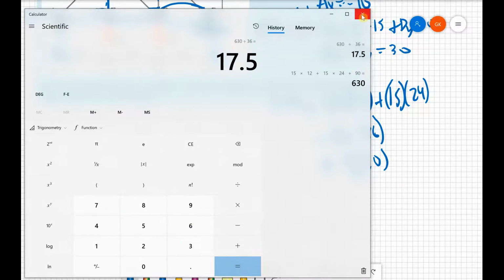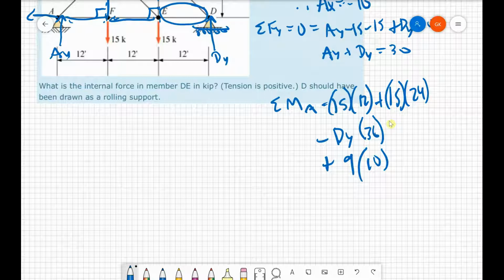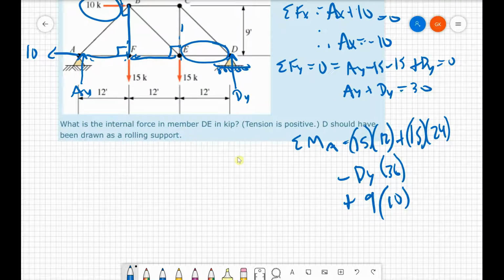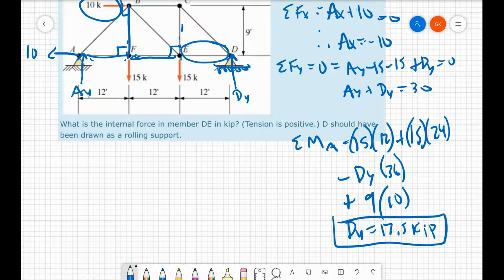Comes out to be 17.5. Okay, that seems reasonable. So therefore, DY equals 17.5 kip. And AY equals 12.5 kip. Okay, so let's put our numbers in and we'll keep on going.